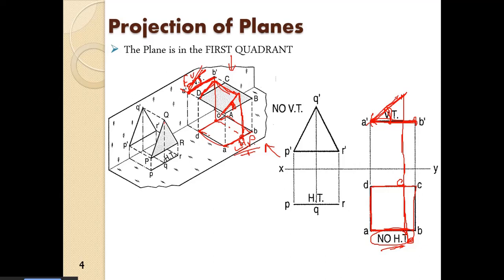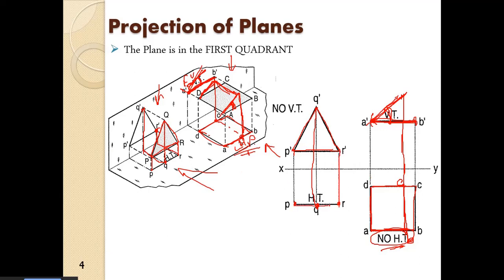Similarly, we have this plane PQR. The front view we have directly here. When we see from the top, we have point P projected here, point Q dash projected up to point Q, and R dash projected here.